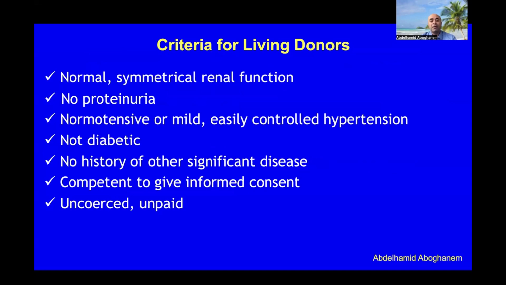When you accept a live donor, there should be normal kidney function, symmetrical renal function by renogram or nuclear scan, no proteinuria, normotensive or mild, easily controlled hypertension on 2 medications, no diabetes, no history of other significant disease, competent to give informed consent, and unpaid and non-commercial. Commercial kidney donation should be avoided. With these criteria, you can accept any live kidney donor.